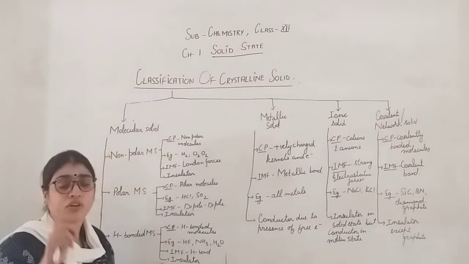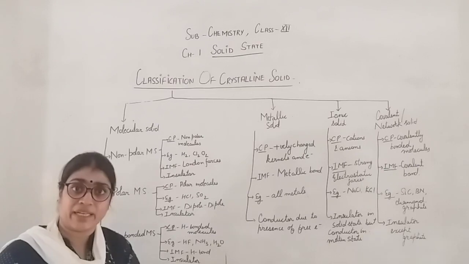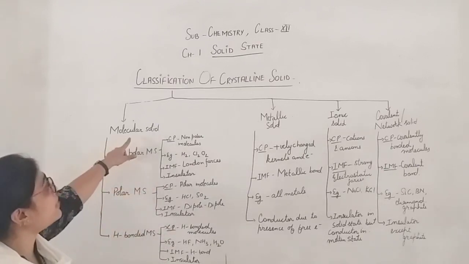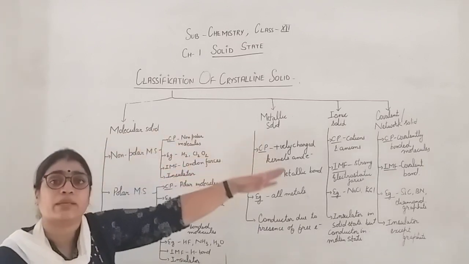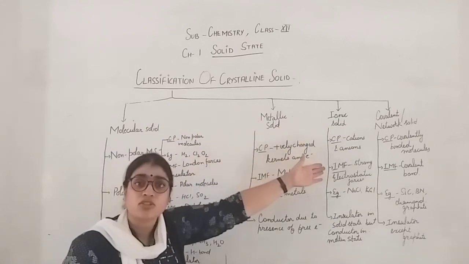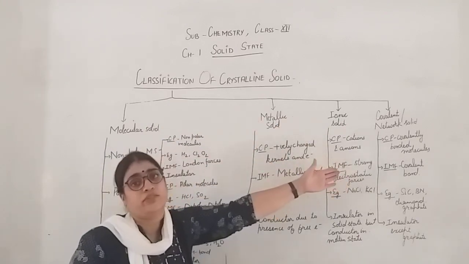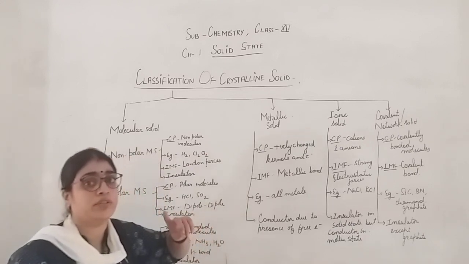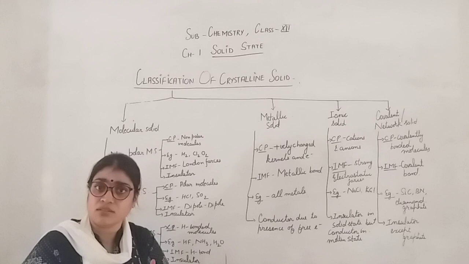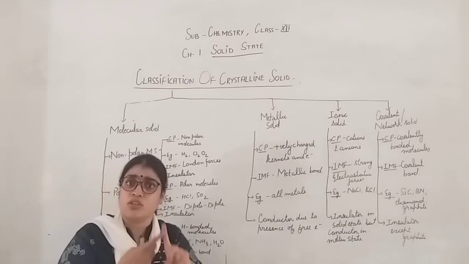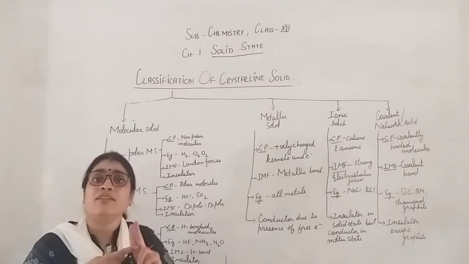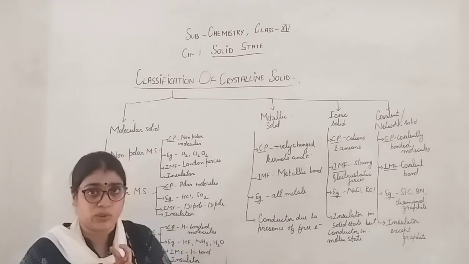Based on the constituent particles with which the solid is made and the intermolecular forces between particles, crystalline solids are classified into four types: molecular solid, metallic solid, ionic solid, and covalent or network solid. What we have to remember in these four types of solid is what the constituent particles are, what the intermolecular forces between particles are, their examples, and whether they are conductor or insulator.